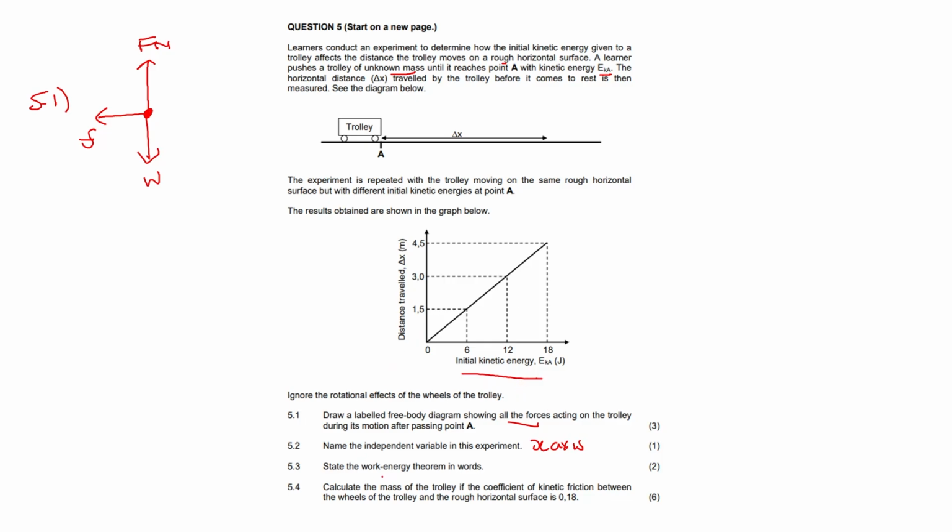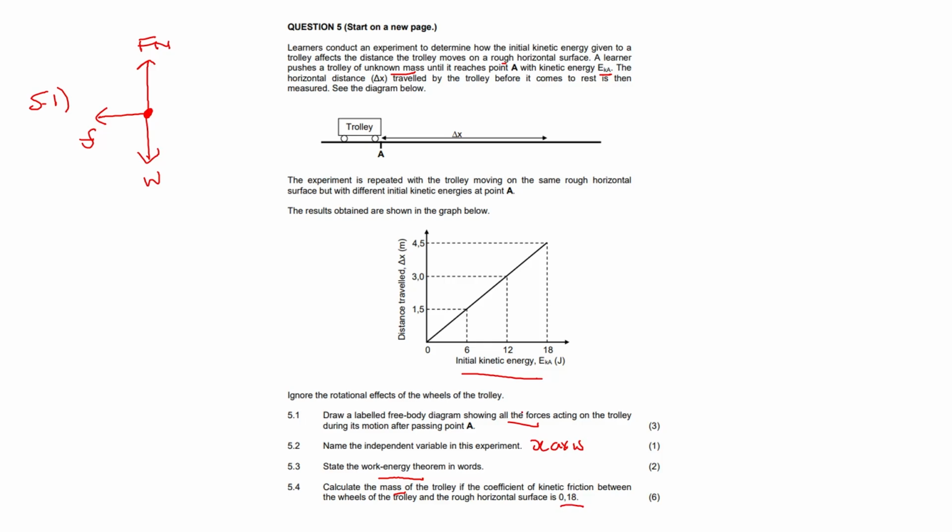5.3. State the work energy theorem in words. Please study this definition. So the total work done on an object is equal to the change in the object's kinetic energy. Okay, 5.4. Calculate the mass of the trolley if the coefficient of kinetic friction between the wheels of the trolley and the rough horizontal surface is 0.18.